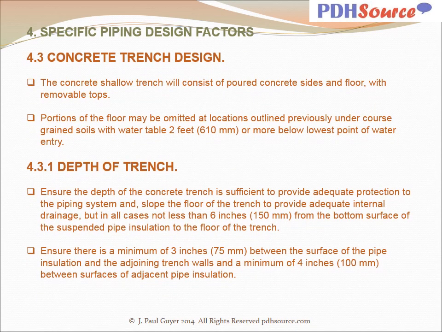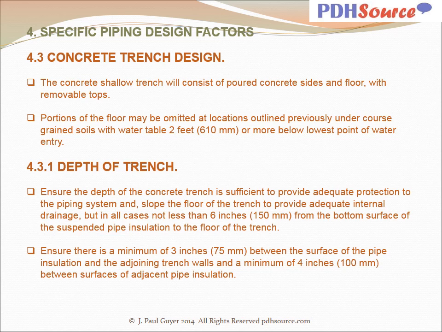For concrete trenches, the concrete shallow trench will consist of poured concrete sides and floor with removable tops. Portions of the floor may be omitted at locations outlined previously under coarse-grained soils with water table 2 feet or more below the lowest point of water entry. Ensure the depth of the concrete trench is sufficient to provide adequate protection to the piping system, and slope the floor of the trench to provide adequate internal drainage, but in all cases not less than 6 inches from the bottom surface of the suspended pipe insulation to the floor of the trench.